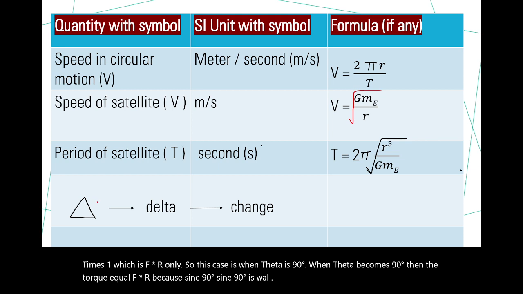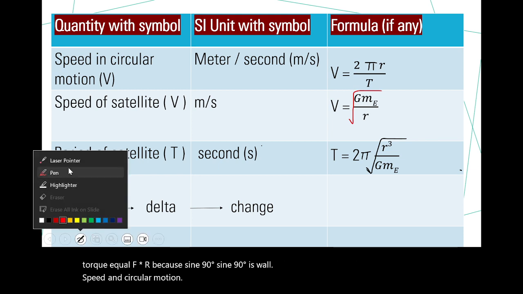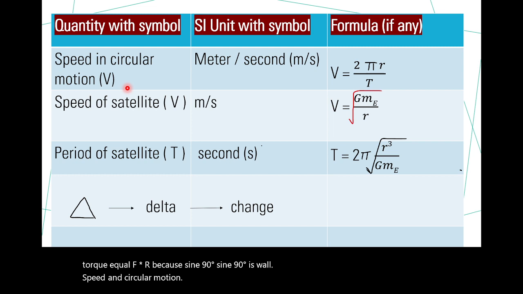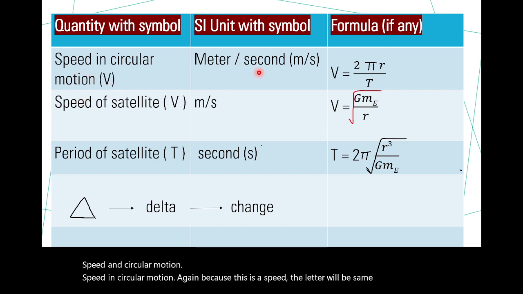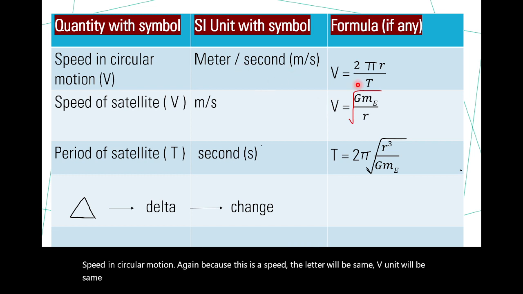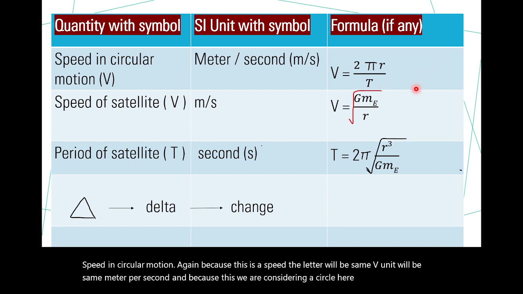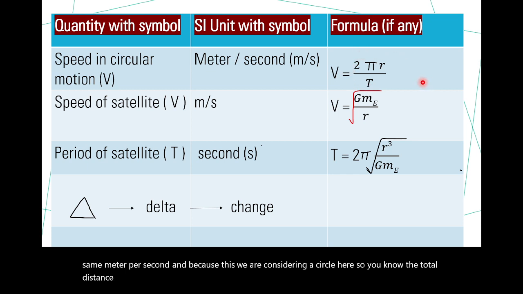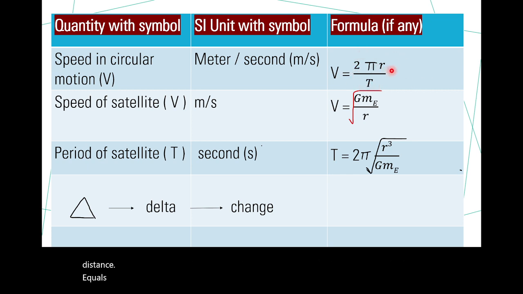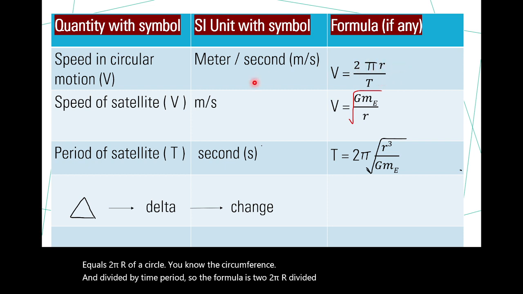Speed in circular motion. Because this is a speed, the letter will be the same, V, and the unit will be the same, meter per second. Because we are considering a circle here, the total distance equals 2 pi r, the circumference of a circle, divided by the time period. So the formula is 2 pi r divided by t.